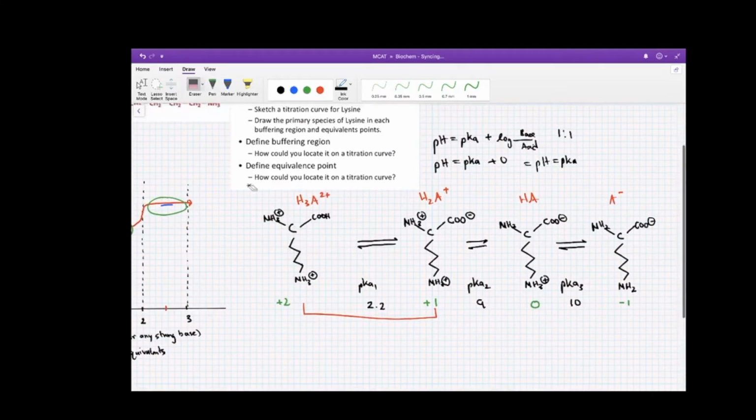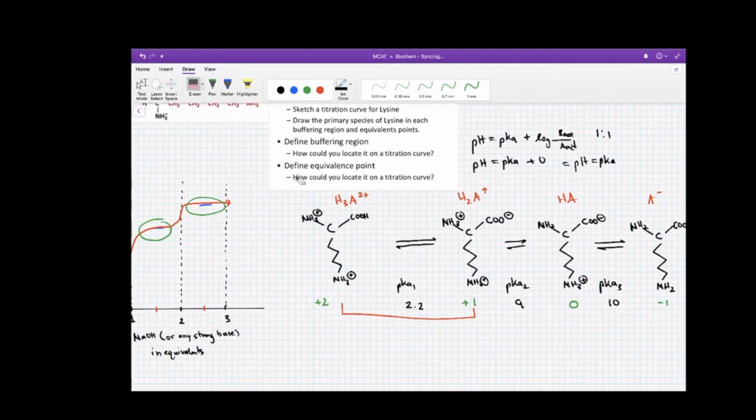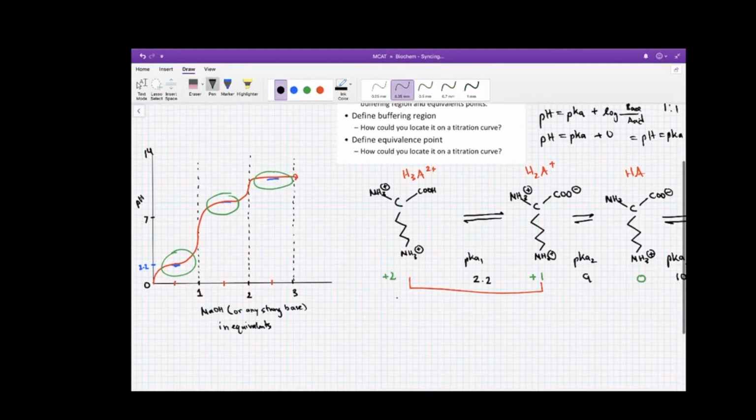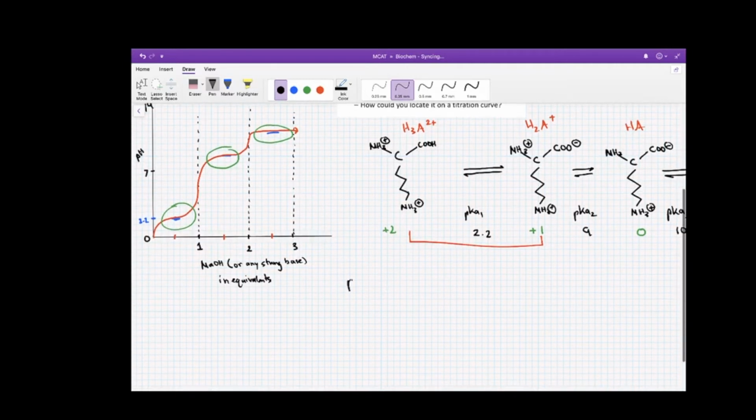And then for the next question, define buffering region. How could you locate it on a titration curve? Well, the buffering region is going to be the region that experiences the least change in pH, right? And there's a mathematical way you could actually explain that, which I can go over right now, but these are obviously just rough circles. These green circles are just rough regions of the buffering region. But the general rule is your buffering region is equal to plus or minus 1 of your pKa. Plus or minus 1 of your pKa.